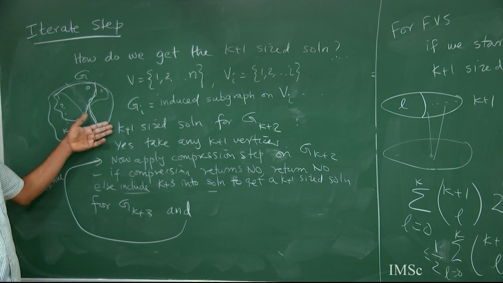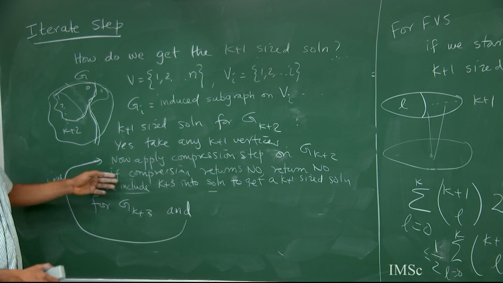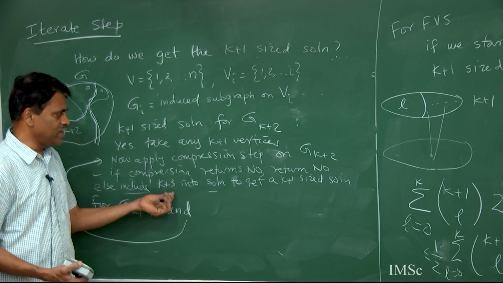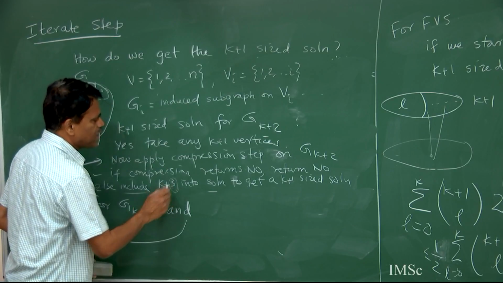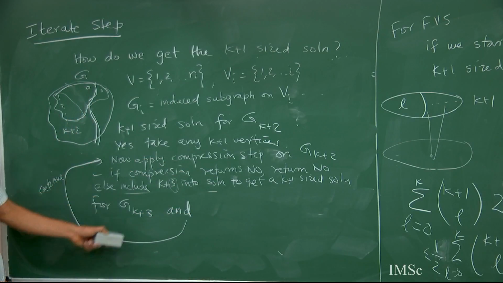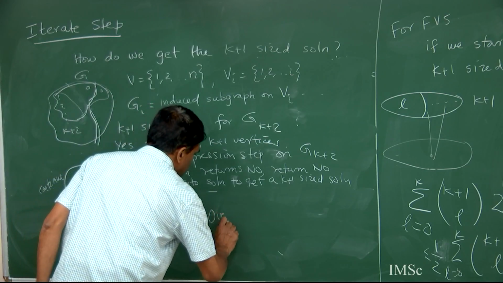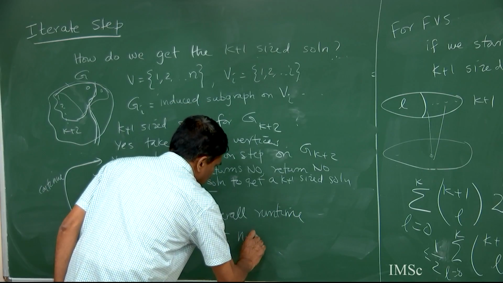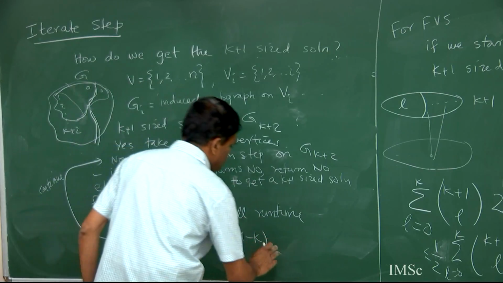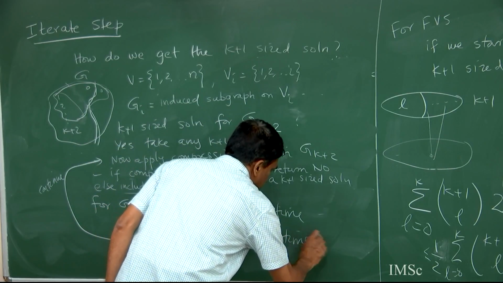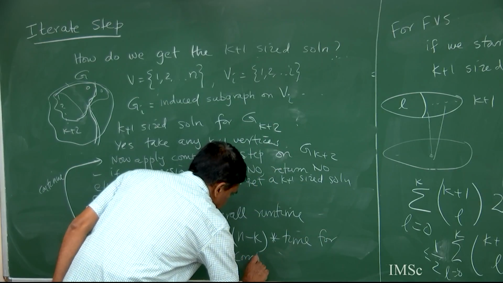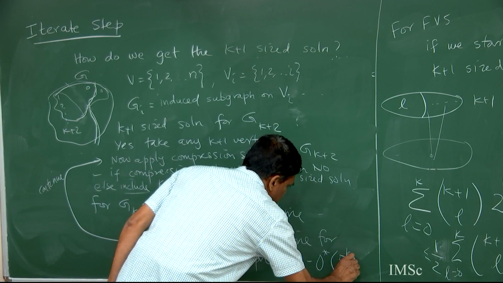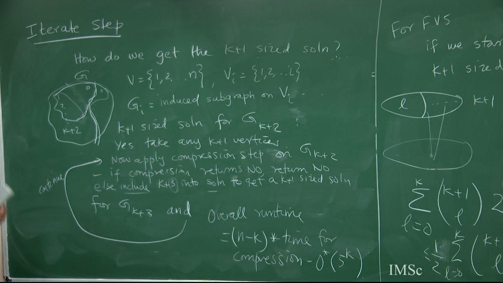We have a k plus 1 size solution, apply compression. If compression returns no, you can get out of the entire algorithm. If it gives you a k size solution, take that solution, add k plus 3 into the solution. So, the next iteration it will be something else. You have a k plus 1 size solution, apply compression. So, overall runtime is n minus k times, because I start with k plus 2, the time for compression. So that gives you O star 5 power k for FVS and 2 power k for vertex cover.